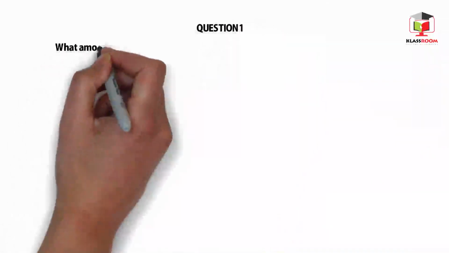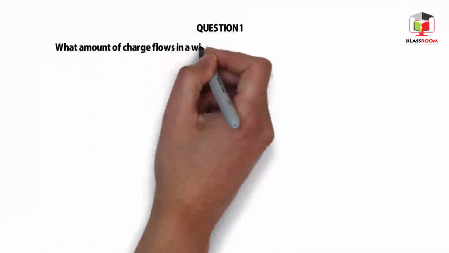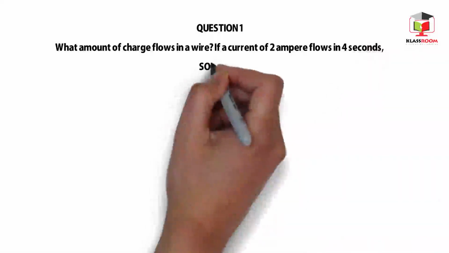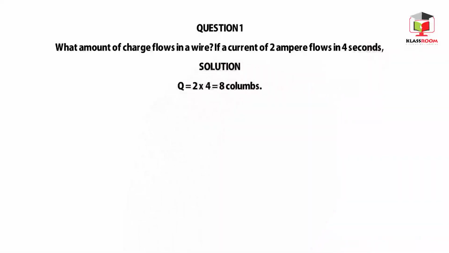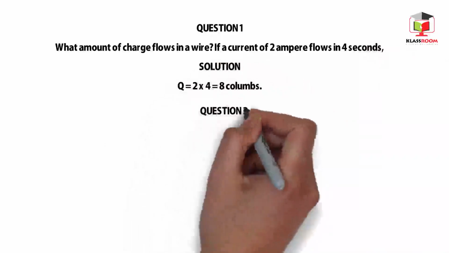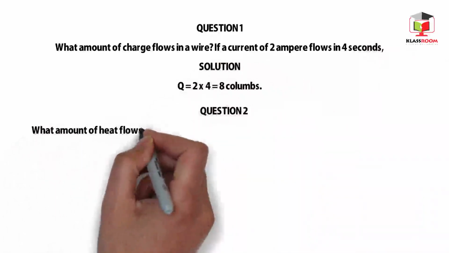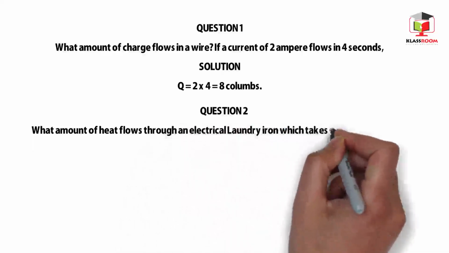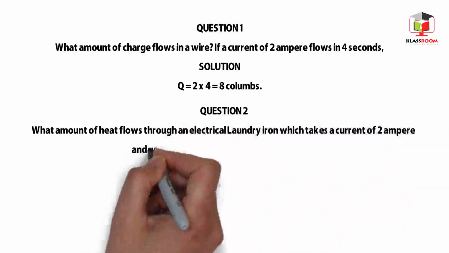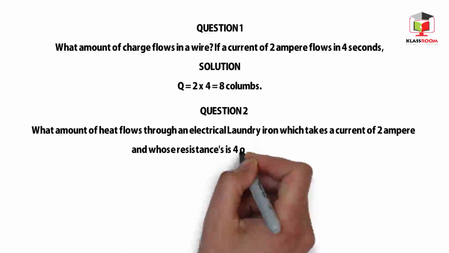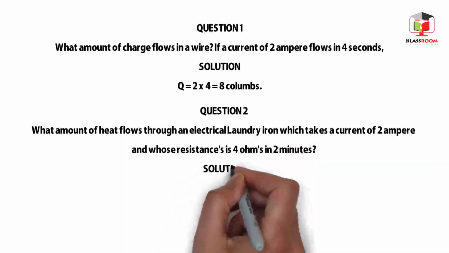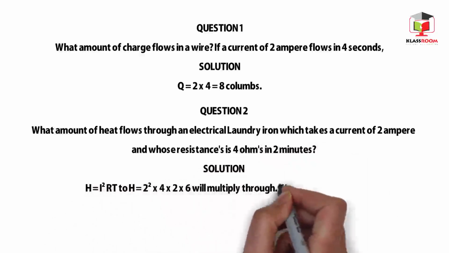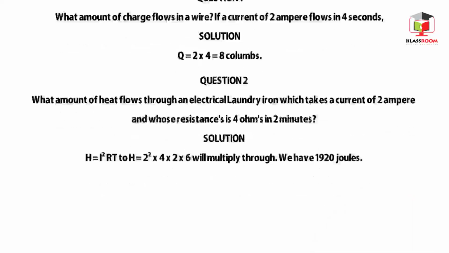Questions. Number 1. What amount of charge flows in a wire if a current of 2 ampere flows in 4 seconds? Solution. Q equals 2 times 4 equals 8 coulombs. Questions. 2. What amount of heat flows through an electrical laundry iron which takes a current of 2 amperes and whose resistance is 4 ohms in 2 minutes? Solution. H equals I squared RT. So H equals 2 squared times 4 times 2 times 60. We'll multiply through. We have 1920 joules.